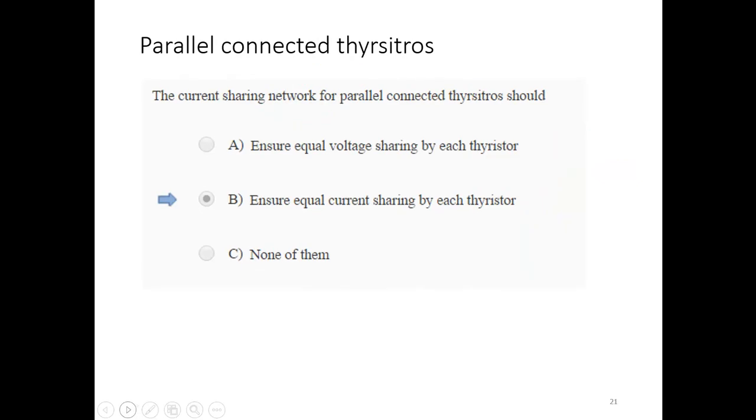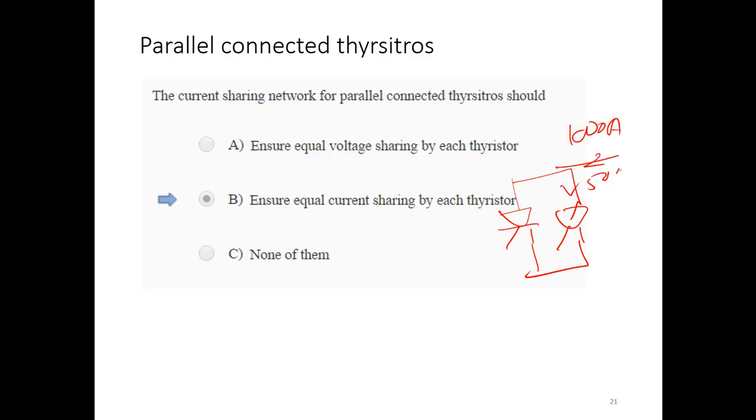The next one is parallel connection. Sometimes you have thyristors connected in parallel so that they can carry more current and share it. If you have 1000 amps and you want 500 amps in each, they may not share equally. You may have to have some current sharing network to ensure equal sharing of the current by each thyristor, so that the current is balanced. That is very important. It will not be exactly equal, but within certain limits it should be ensured.